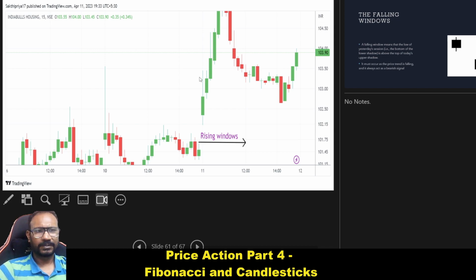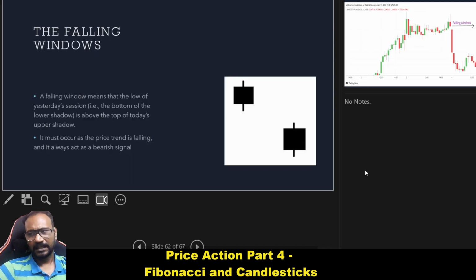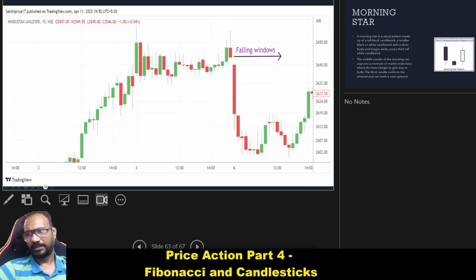Then the falling window is, like I mentioned, a gap. Only thing is, it's a red candle, and there is a gap between the low of it and the high of it. So you can see an example of that here, right?